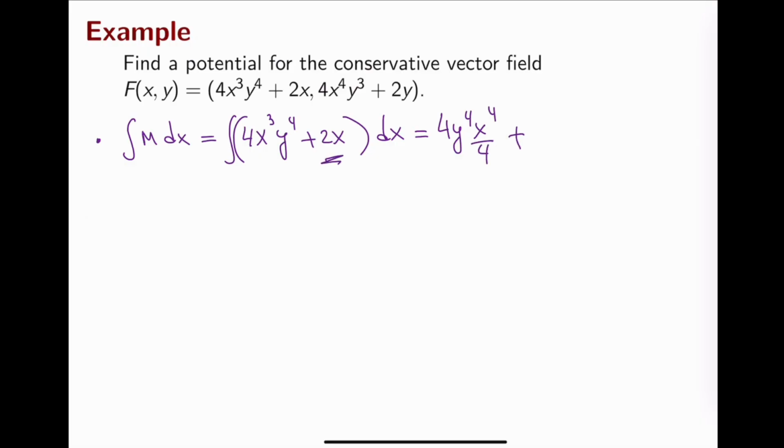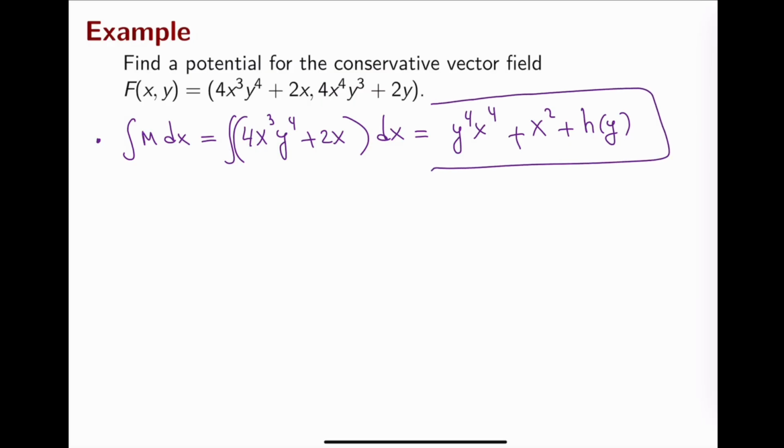And then plus, we are integrating this with respect to x. This is x squared, so 2x squared over 2, which is x squared. And plus a constant, but in this case, remember that we are integrating with respect to x, so this constant may actually depend on y, because y is considered the constant now. Okay, so this is then the function. Let's do just a quick simplification here. And so this is the function that results from the first step.